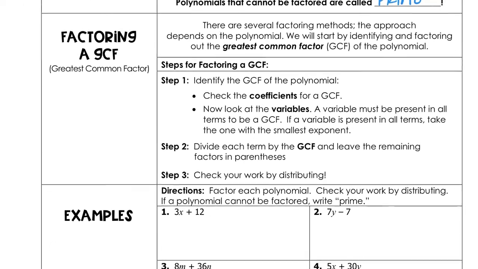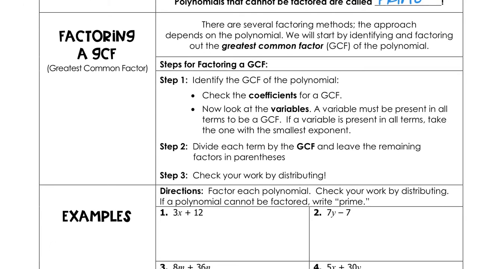So a couple rules for factoring your greatest common factor is that we like to check for your coefficients first. So check your numbers first and then go back and check your variables, and realize that you can have multiple variables. But the biggest thing is that you have to have it in each term in order for it to be a GCF.